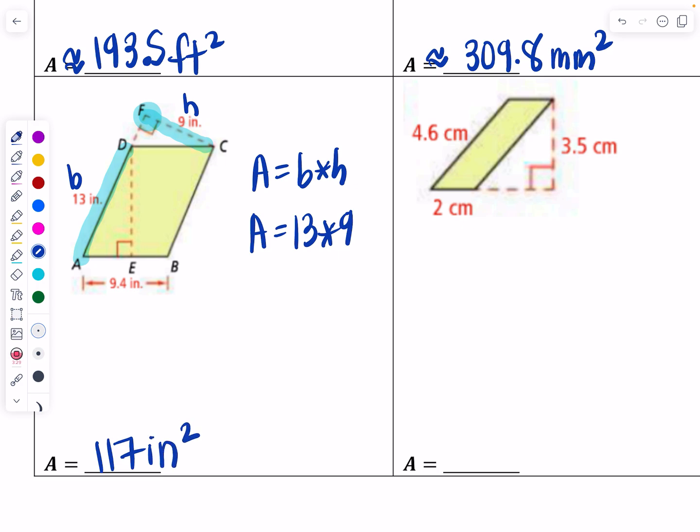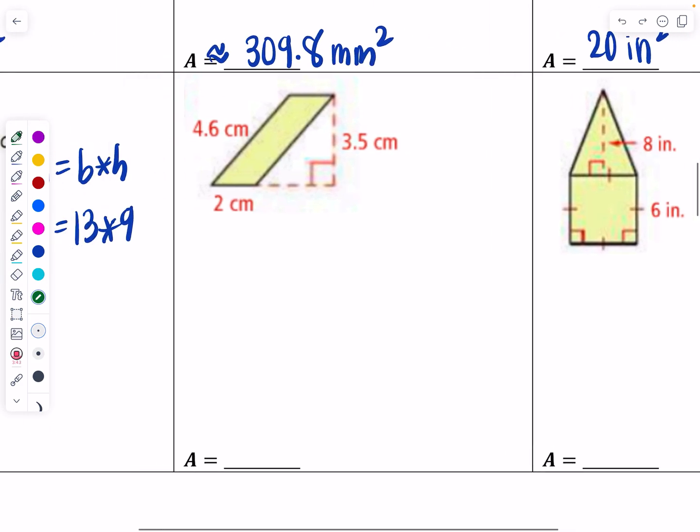And of course, if we wanted to find that other height, we could now. I could just do 117 divided by 9.4. This original height right here in green would have to be about 12.4. So you could go back and find that if you wanted to. All right, let's look at this next problem.